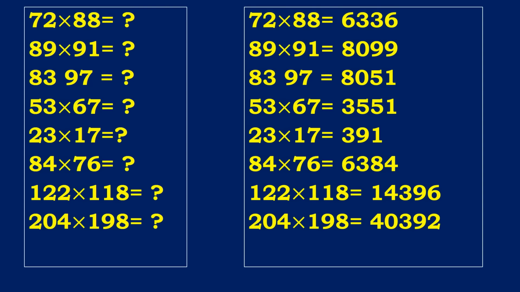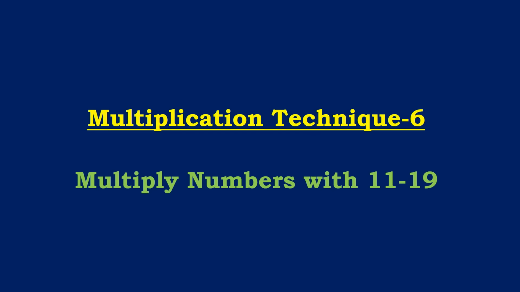The 6th technique for multiplication is how to multiply numbers from 11 to 19. Generally, multiplication with 11 can be done with the concept of split and merge, which means 11 can be taken as 10 plus 1. So the given number can be taken 10 times and then one more time to get the required answer. However, when the numbers grow large, going by split and merge may become a little complicated.